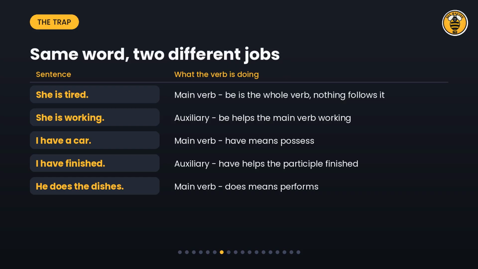Same with have. I have a car. I have finished. The first have means possess. It is the main verb. The second one is helping the participle finished. If you can spot which hat the verb is wearing, half of English grammar suddenly becomes predictable.